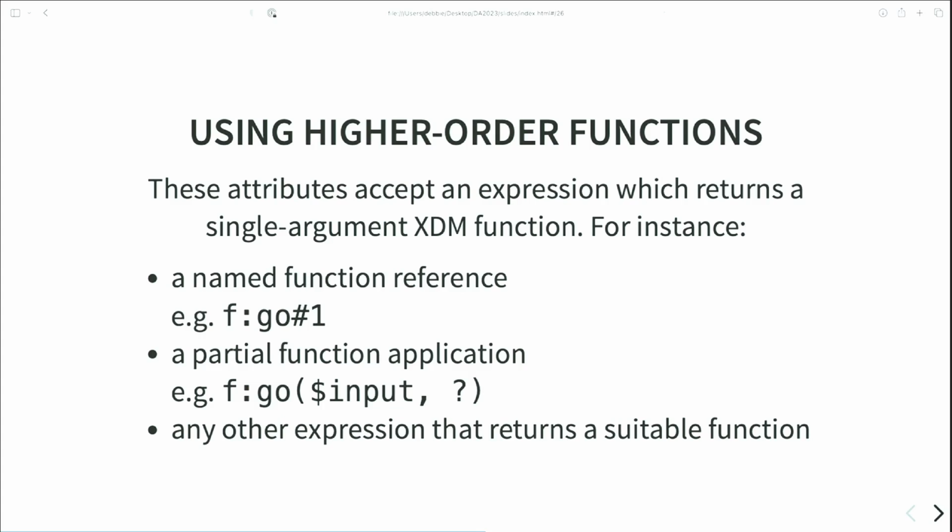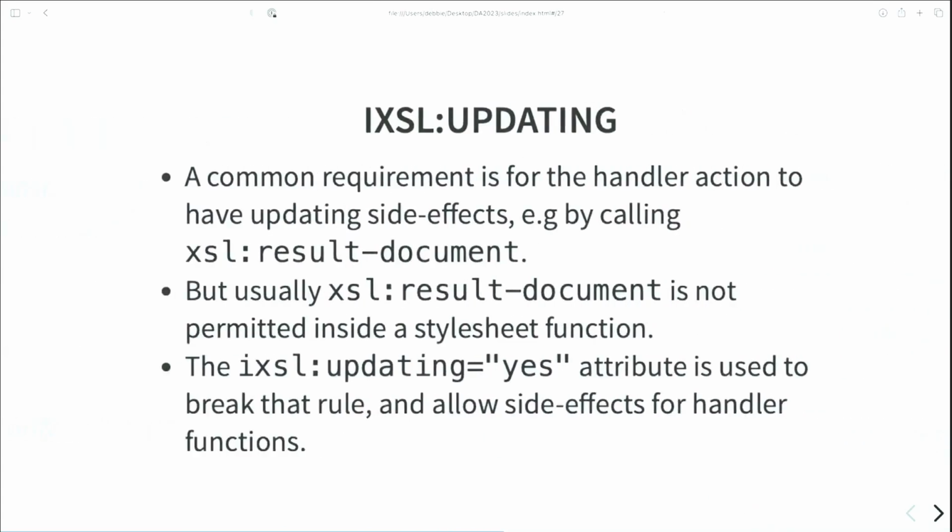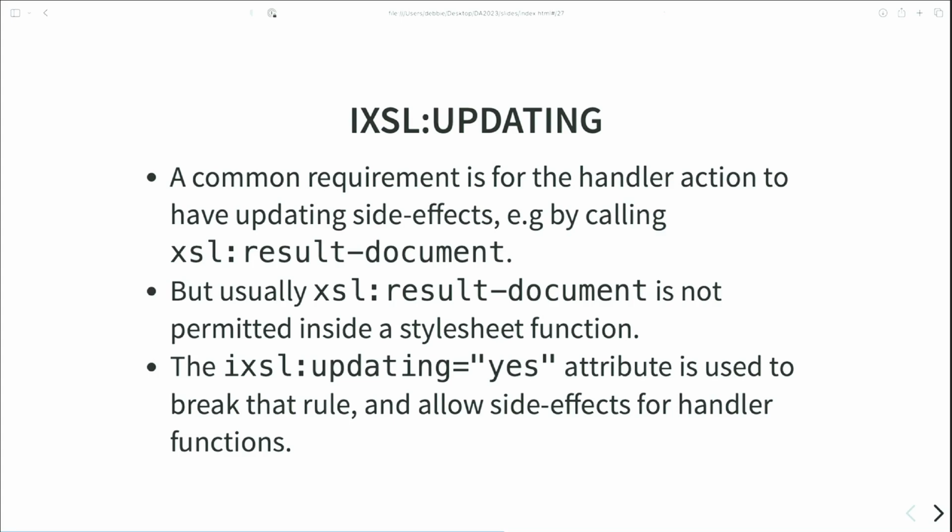What you supply for your attributes needs to point to a single argument function. So you can either have a named function reference or a partial function application that might look a bit like that, or anything else that returns a suitable function like that. You might have also noticed in the example this attribute ixsl:updating that was on the handler function.